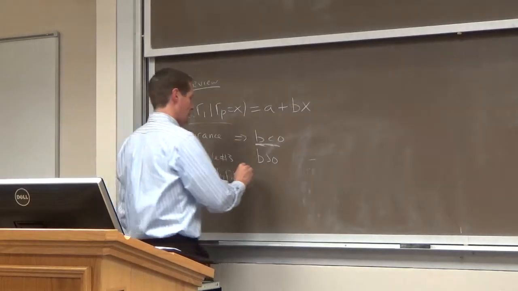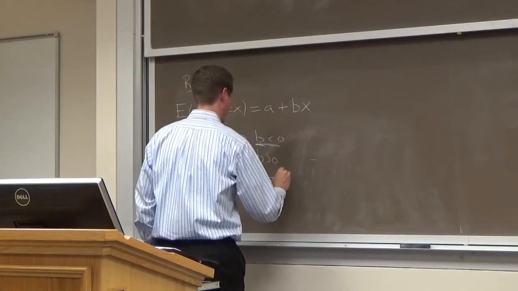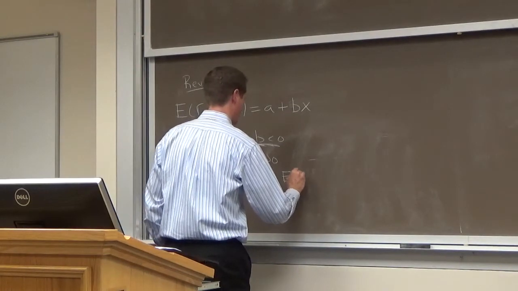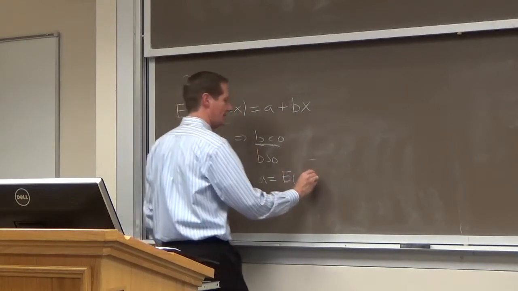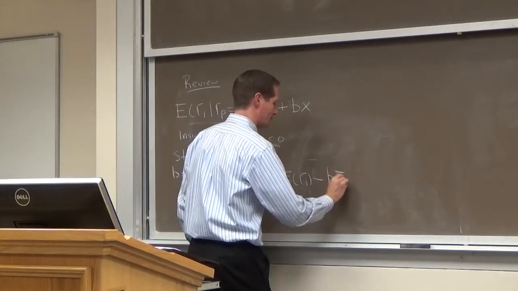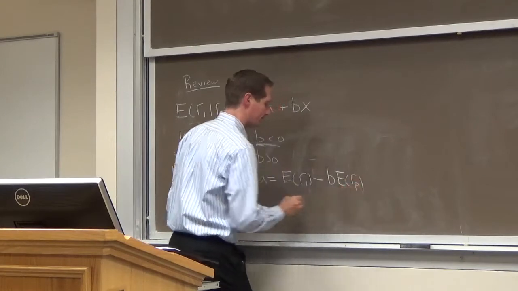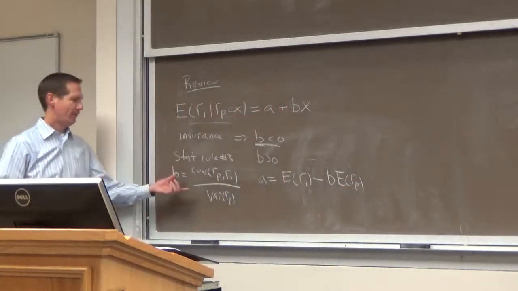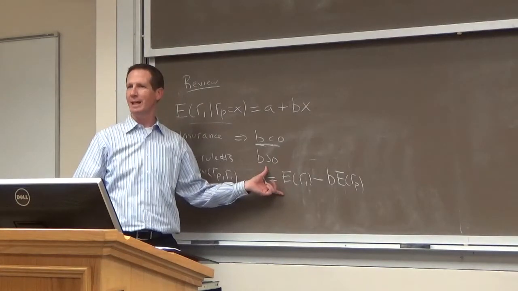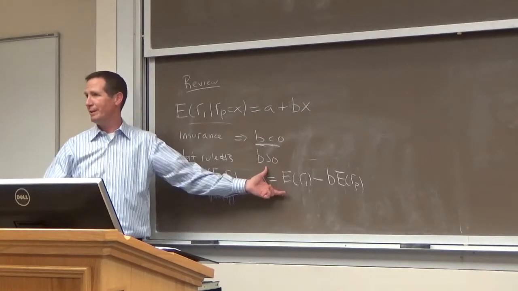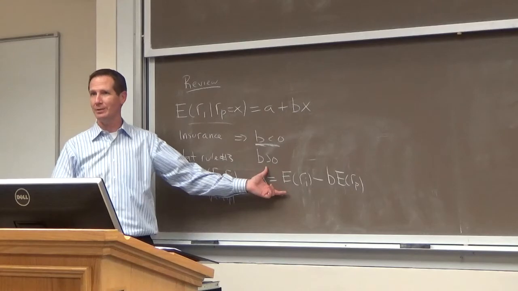And our intercept is equal to expected y, our dependent variable, stock return, minus b times expected x. We said, hey, look, if we find these parameters from the joint PDF, we get the same answers as we do when we solve the two equations and the two unknowns.